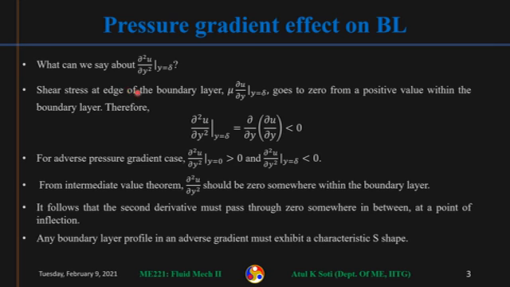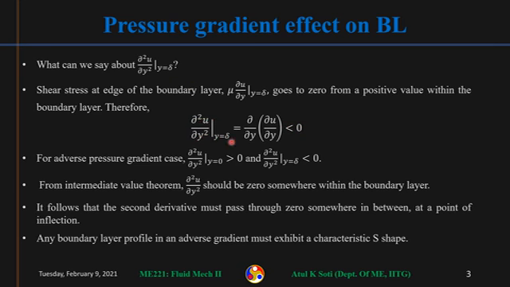As you approach the edge of the boundary layer, shear stress will decrease towards 0. Inside the boundary layer it will have some positive value, and as you approach the inviscid layer, shear stress will be 0. So near the edge of the boundary layer, del u by del y will be decreasing. That means its gradient will be negative. The rate of change of del u by del y should be negative, then only will it decrease. So at the edge of the boundary layer, del 2u by del y2 will be negative.